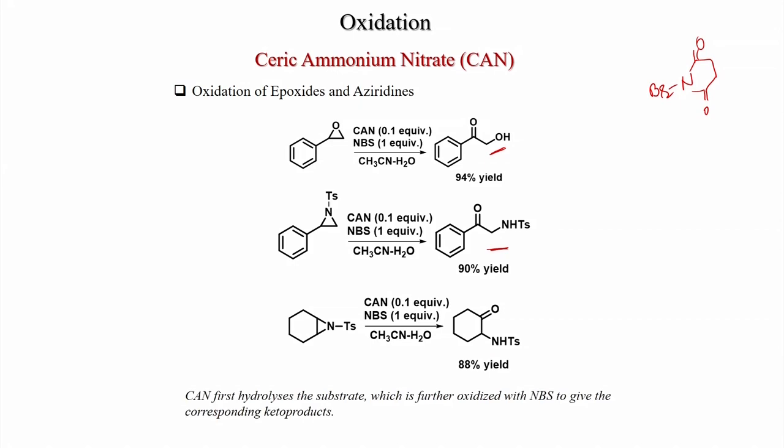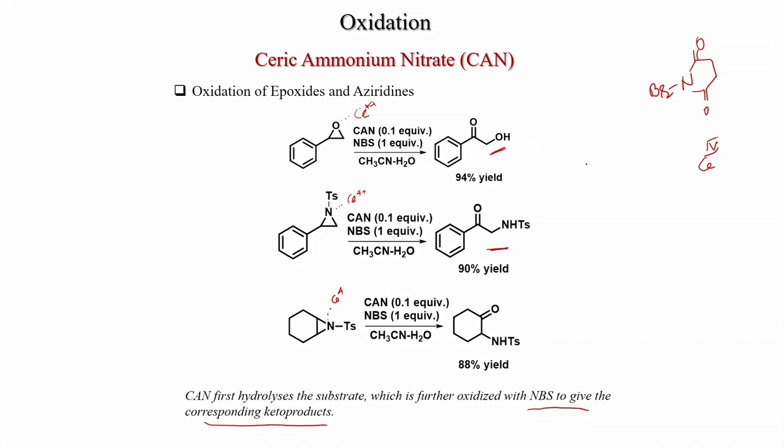Most likely the mechanism is that it first hydrolyzes the substrate. When water is there, and ceric ammonium nitrate is also a Lewis acid, cerium 4+, it will coordinate with the epoxide, and the aziridine will also coordinate with the cerium 4+, and then water will attack and give the alcohol, and that alcohol will get oxidized with NBS to give the corresponding keto products.